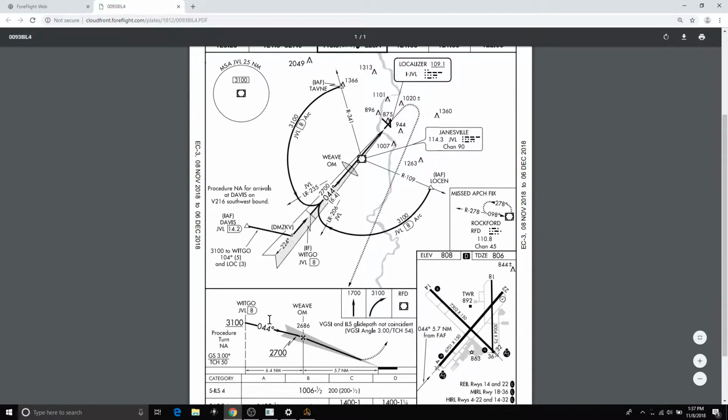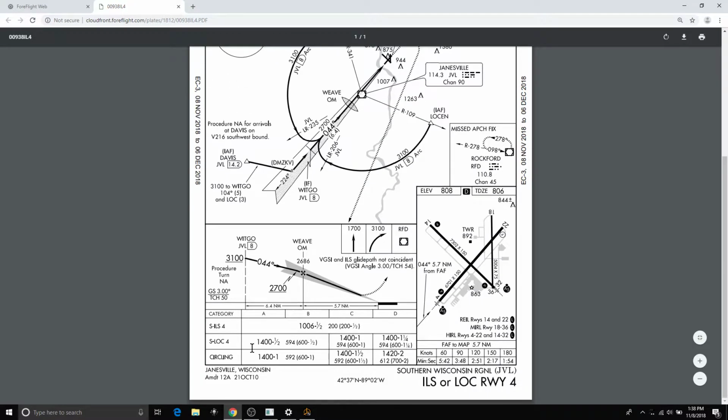We will be descending once we intercept the localizer. Basically it's halfway. We will start our descent. Let's put it this way: once we are established on the localizer, we start our descent down to 2,700. Then that's our final approach fix, and then we come down all the way to our minimums.